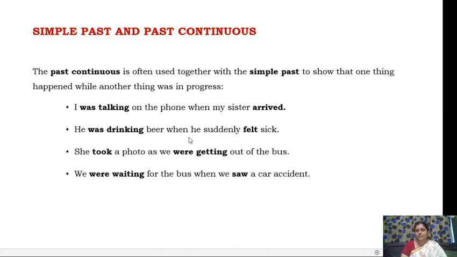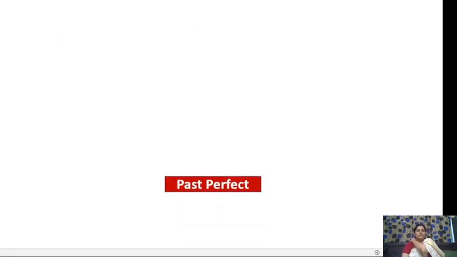He was drinking beer when he suddenly fell sick. She took a photo as we were getting out of the bus. So this was in progress and this happened. We were waiting for the bus. This was in progress. When she saw a car accident, this was done. So when you are referring to two past actions, where while one was in progress, the other happened, to represent such actions, we use simple past tense and past continuous.